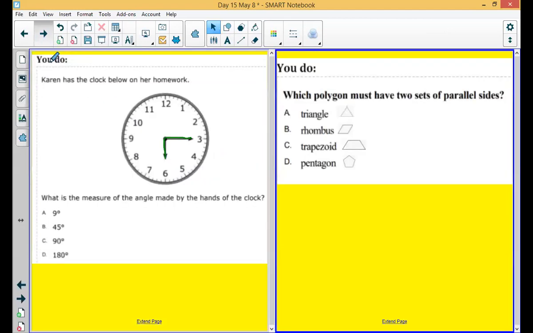On the next problem, which is a you-do, it says which polygon must have two sets of parallel sides. Here you don't have the pictures in your book, so I put the pictures on here for you. You will not have an excuse. You're looking for two sets of parallel sides. So basically you're looking for two pairs, okay?